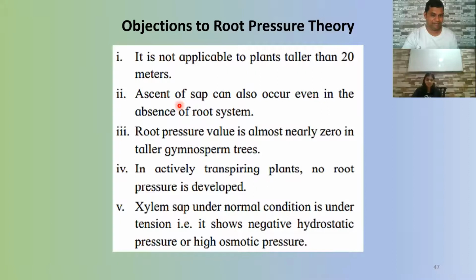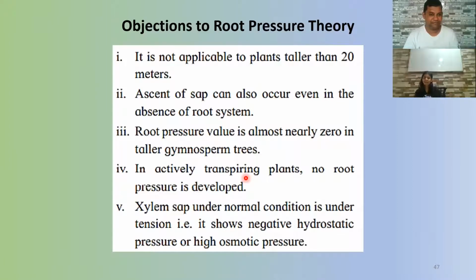Another objection: it was measured that in very tall gymnosperm trees, like the giant redwood and other big trees, the root pressure value is almost nearly zero. So how is the conduction in such trees? No answer. Next objection: root pressure is one thing, but along with root pressure, there is something called transpiration also going on.